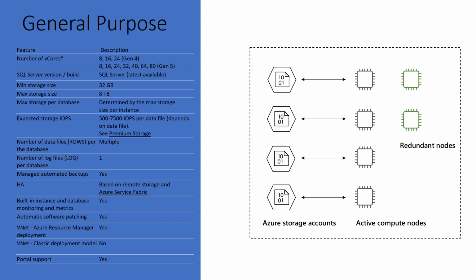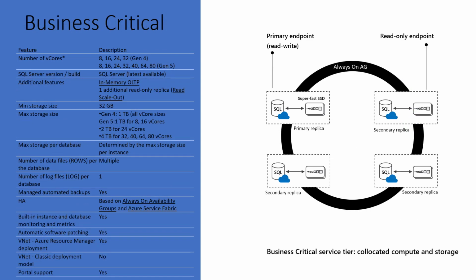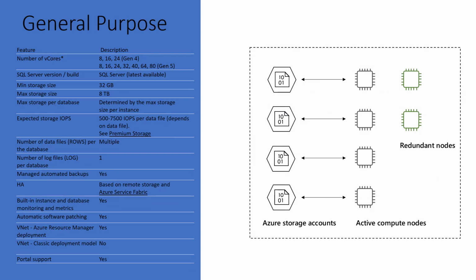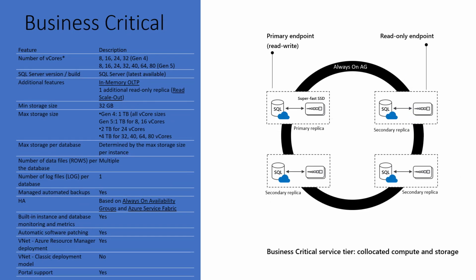So right here in general purpose, you can see that you have active compute nodes and redundant nodes in the background. So it's architected a little bit different. The redundant nodes are not accessible to any Azure applications. Business critical, though, looks more like an always-on availability group. It has SSDs that are locally attached to the replica. It doesn't need to go back to a storage account. So if we go back, by the way, to general purpose, you can see the compute nodes are attached to a storage account. Business critical, they're not. The storage is locally attached, and then it uses availability groups to replicate data between the nodes.